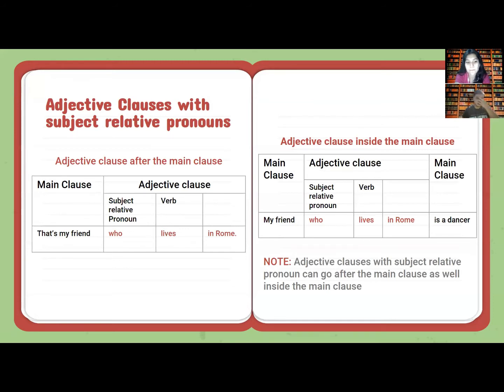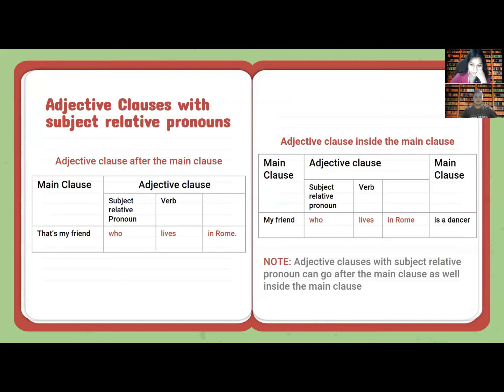In the next example, we have my friend who lives in Rome is a dancer. So let's imagine we have two sentences. My friend lives in Rome and my friend is a dancer. We're going to use adjective clauses to join both sentences into one using the subject relative pronoun who. Because in this case, I want to specify also my friend who lives in Rome or my friend who is a dancer. It could be the opposite. For example, my friend who is a dancer lives in Rome. I want to specify only one friend.